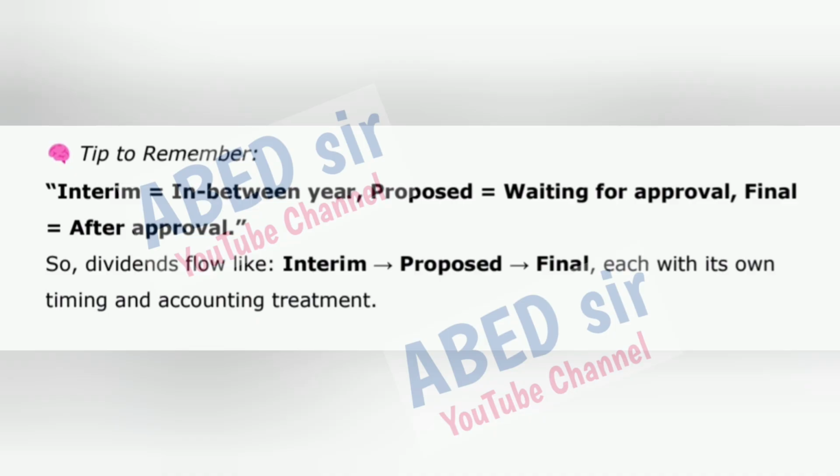Tip to remember: interim is equal to in between year, proposed is equal to waiting for approval, final is equal to after approval. So, dividends flow like interim, proposed, final, each with its own timing and accounting treatment.